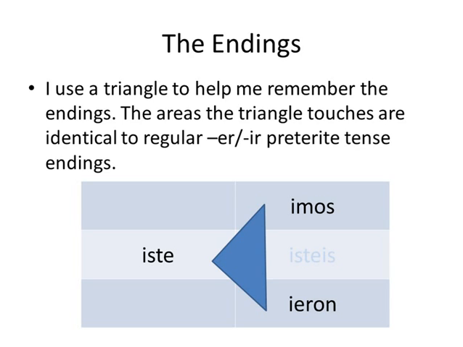Okay, let's talk about the endings. I've already memorized the endings for regular AR and ER/IR preterite tense verbs. Now I'm going to use those endings to help me create the endings for these irregular triangle verbs. I use a triangle to help me remember the endings. I place the triangle as you see below, and the areas where the triangle touches are identical to the regular ER, IR preterite tense endings. So the iste, imos, and ieron I can copy right over from the ER, IR endings that I've already memorized.